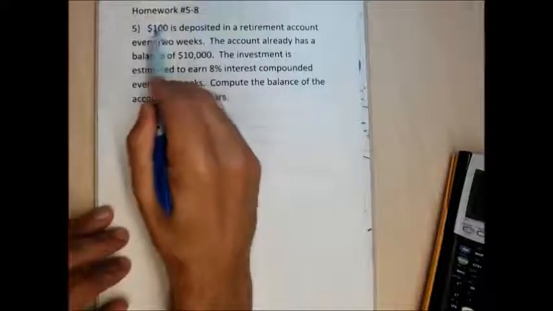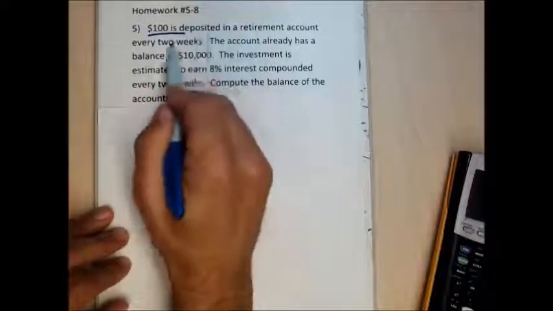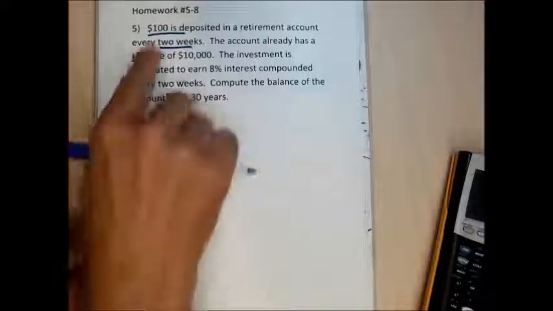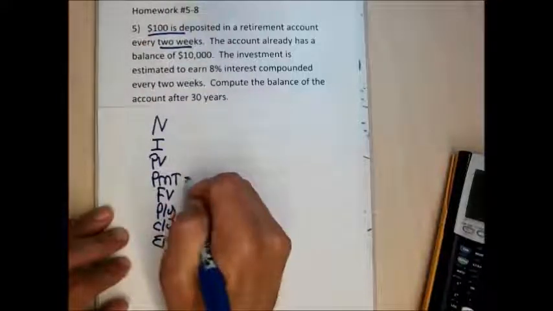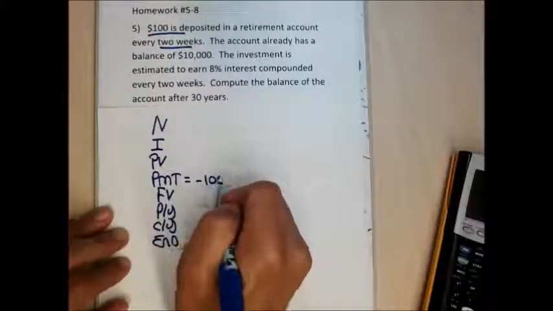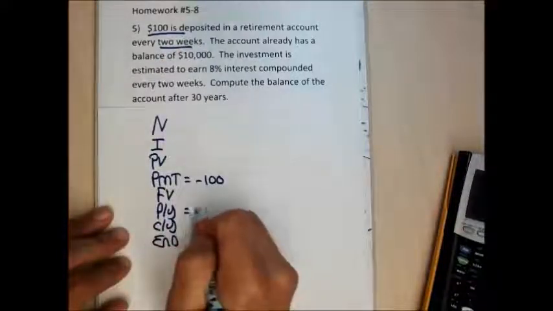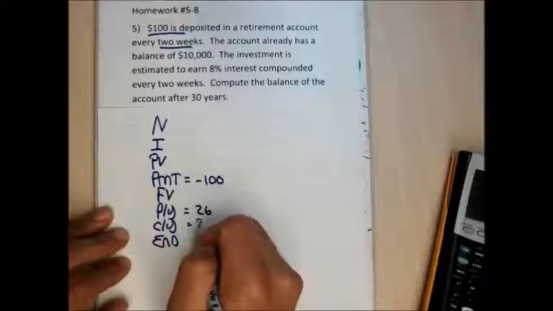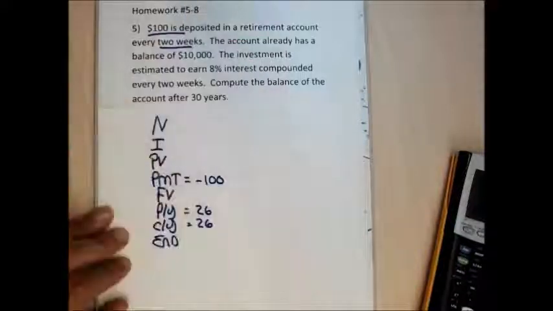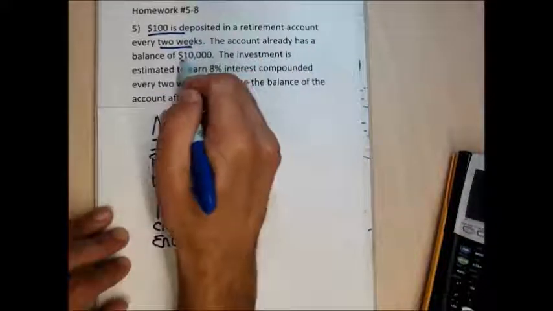First sentence, $100 is deposited into a retirement account every 2 weeks. That's more than one deposit. That's a PMT, and PMTs we generally put in as negatives. The every 2 weeks tells me the PY and the CY are 26. Twice a month would make it 24, but every 2 weeks is when you get the 3 paychecks in a month twice a year. The account already has a balance of $10,000.